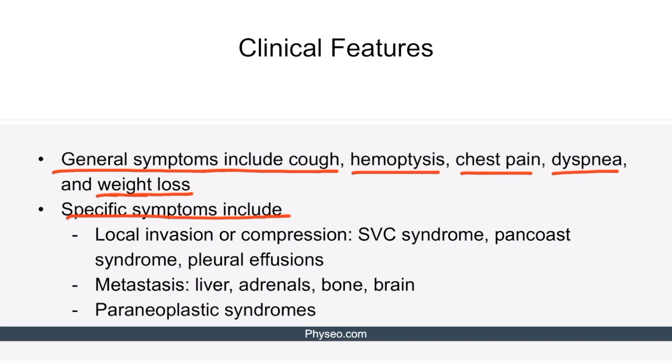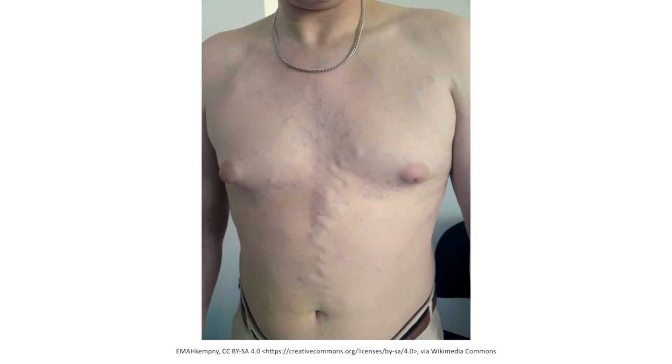Compression of the superior vena cava can cause superior vena cava syndrome, which is a potentially life-threatening condition characterized by dyspnea, facial plethora, upper extremity edema, and distension of the superficial veins of the face, chest, and upper extremities. Here is an image of a patient with superior vena cava syndrome. Notice the significantly dilated superficial veins of the chest.